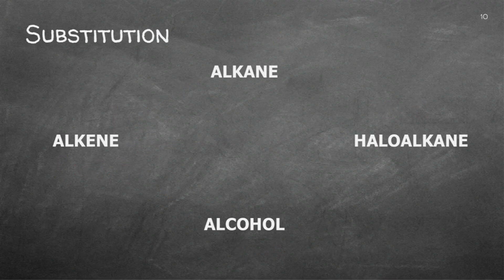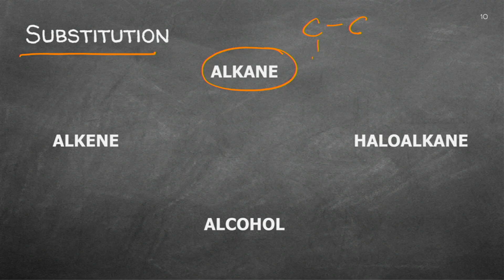And then finally, substitution. I have a single bond there, but I've got the hydrogen, so I'm going to become a haloalkane. I've got to add the halogen, and I'm going to get the hydrogen off. That would be called halogenation.